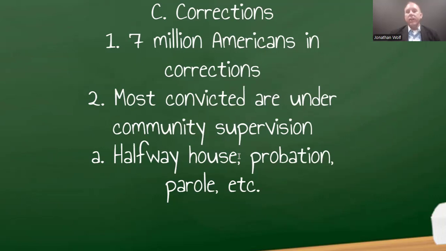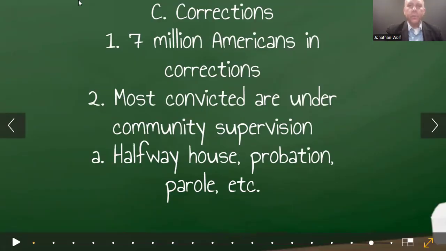Most people who are convicted are under some type of community supervision. That is, they're maybe under house arrest, they're in a halfway house, they're serving their time on probation or parole. So a lot of different people throughout the United States are under some type of correctional supervision. That might not mean they're actually in jail or prison or incarcerated, but somebody is watching over them of some type of authority, probation, parole, etc.